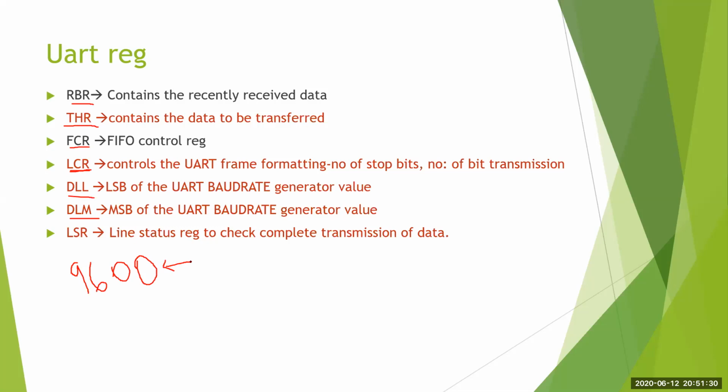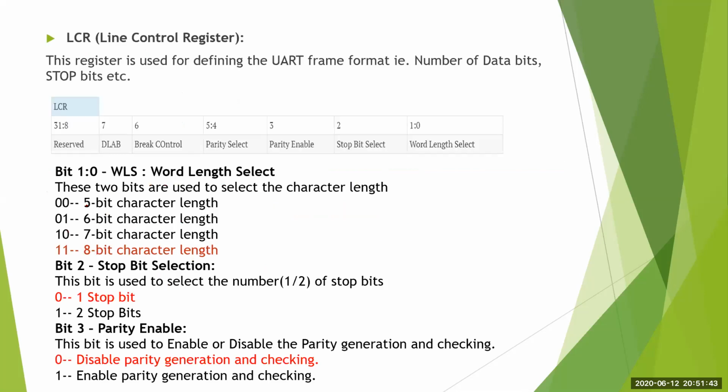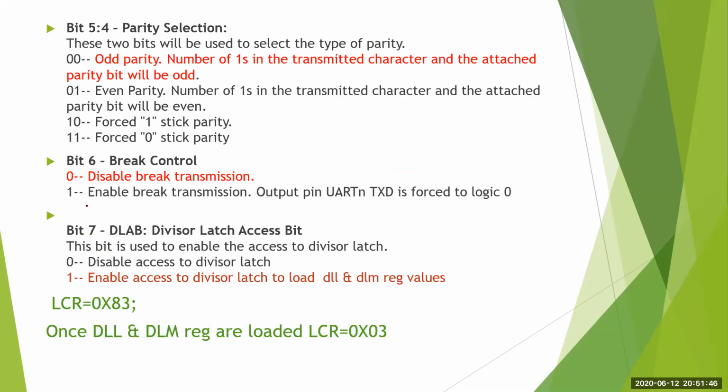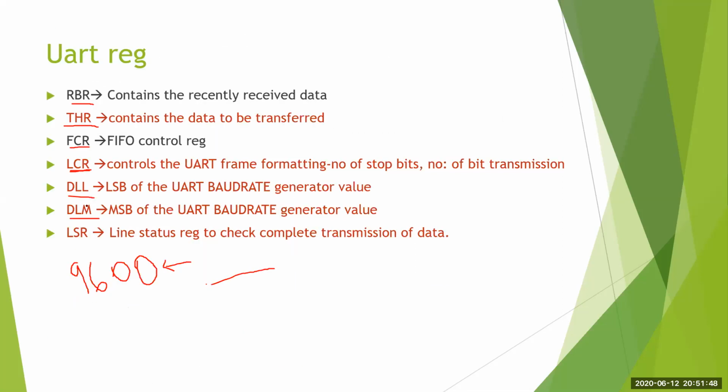With respect to this 9600, you will get a count value, and this count value will be loaded into the DLL and DLM registers. How the count values are loaded and how the calculations are done, I will tell you next. Next is LSR, the line status register. This line status register is used to determine whether the complete transmission of the data has taken place or not.